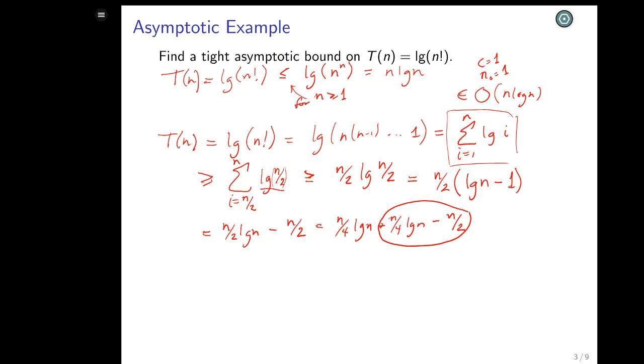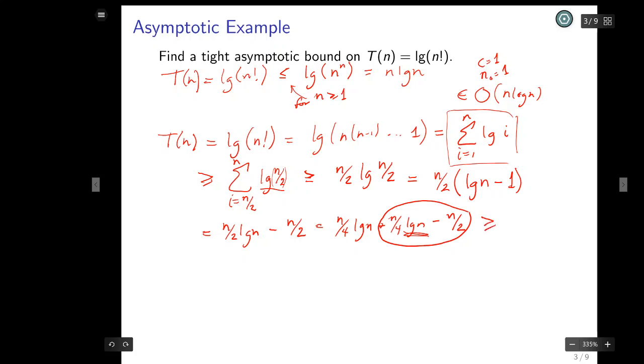No, it's not true, because if you try n equals 1, no, it doesn't work. N equals 2, no, it doesn't work. Yeah, 4. As long as n is larger than 4, log n is bigger than 2. So if log n here is bigger than 2, then n over 4 times log n is bigger than n over 2.